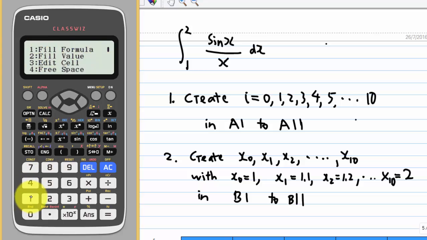Fill formula for 1, and then the formula will be alpha B1 plus 0.1, and this will be filled from B2 to B11. Press equal.